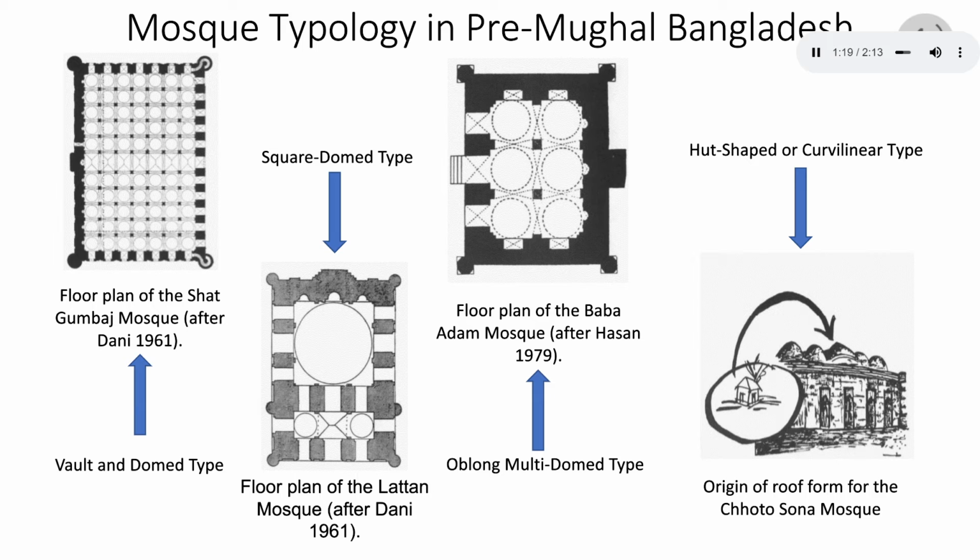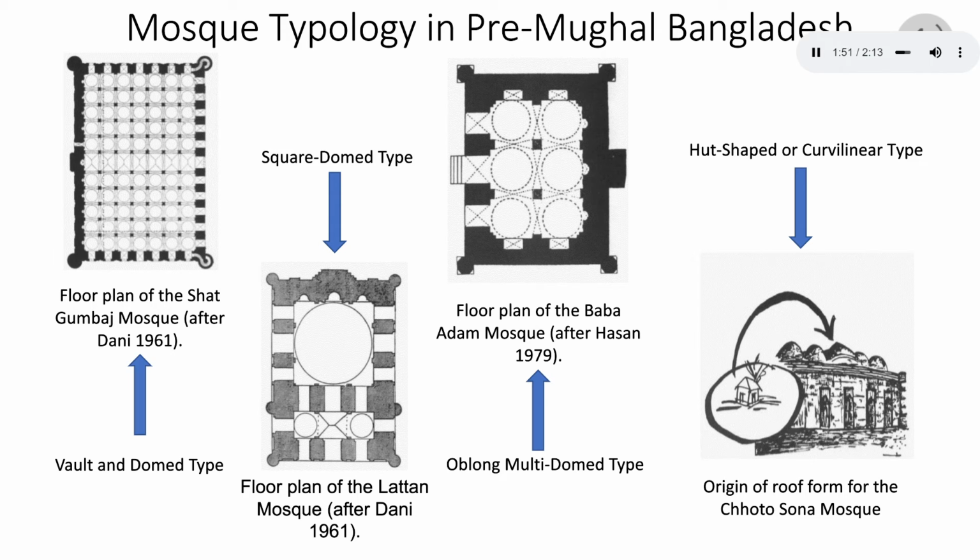The oblong multi-dome type is rectangular in plan and consists of bays, aisles, hemispherical domes, pointed arch entrances, a curved cornice, corner towers, paneled walls, stone casing, jali windows, which are semi-transparent screens, stone chiseling, and stucco and glazed tiles. The six-domed mosque of Baba Adam is an excellent example of oblong multi-domed architecture in pre-Mughal Bangladesh.